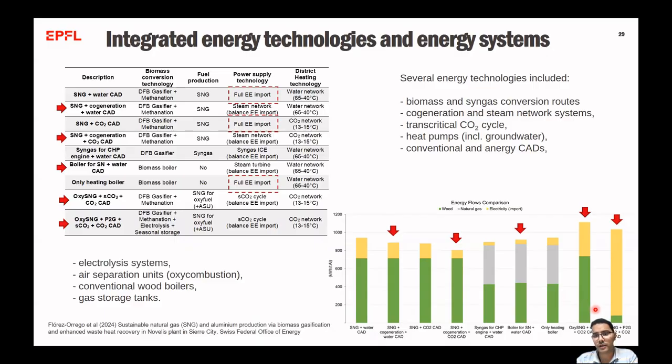Then we also saw that if we use power-to-gas systems, then we can increase the electricity consumption and then reduce the consumption of a valuable renewable energy resource that is biomass.